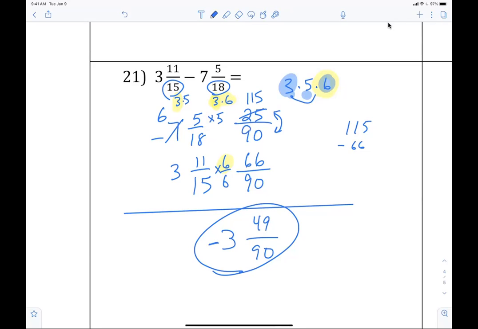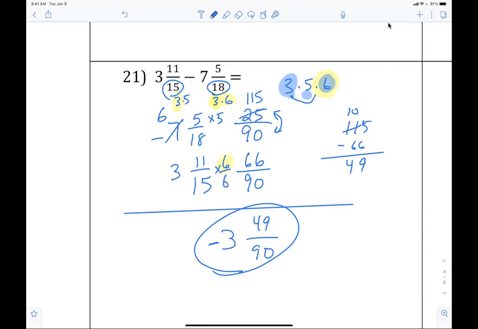Yes, Max. I tried to do division for 115 minus 66. You mean the subtraction? Yeah, and I got 39. Well, let's look at 115. I make that a 10 and make that a 15. 15 minus 6 is 9. 10 minus 6 is 4. Do you agree with that? Yeah. All right.